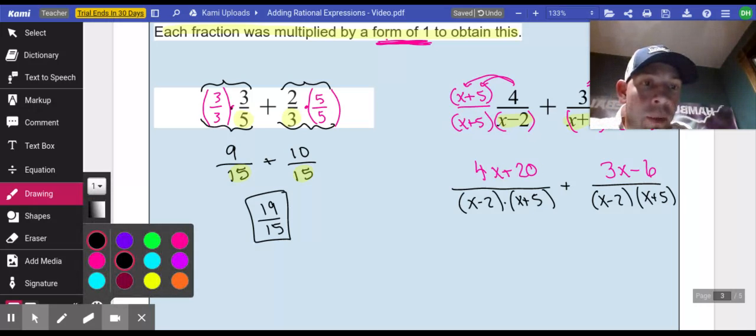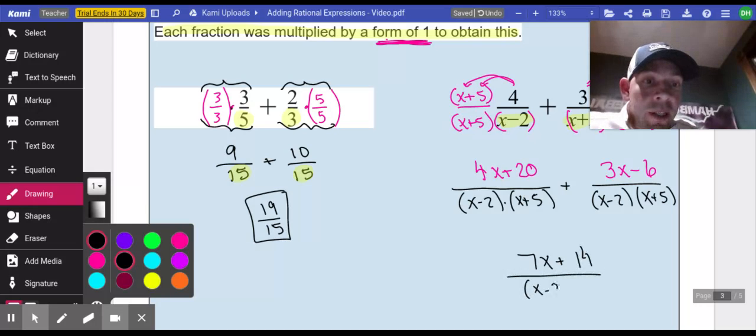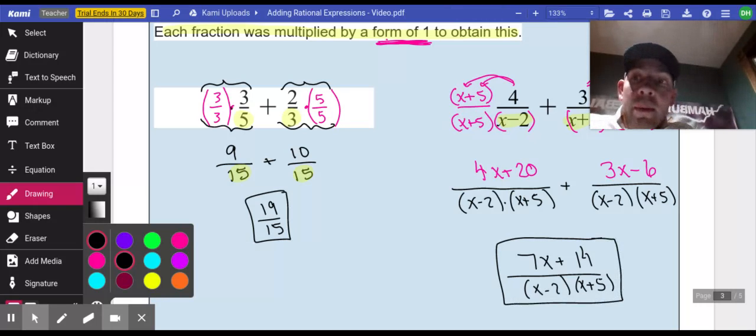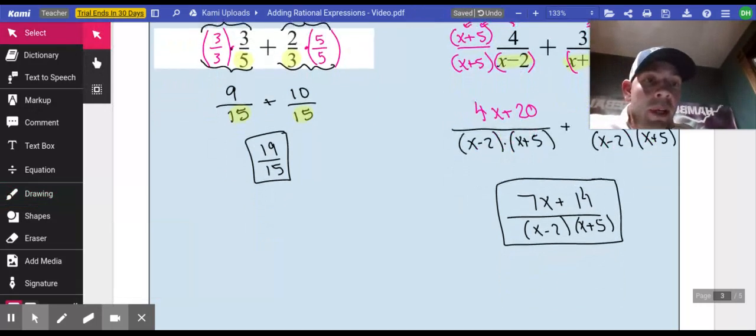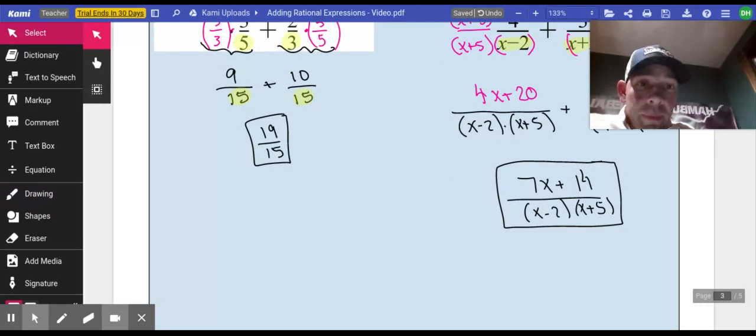All right, so now's the easy part. Let's just combine the numerators together to get 7x plus 14, all right? All over x minus 2, x plus 5. And then check this out. Just when you think this is your final answer, there may be an opportunity to simplify, right?